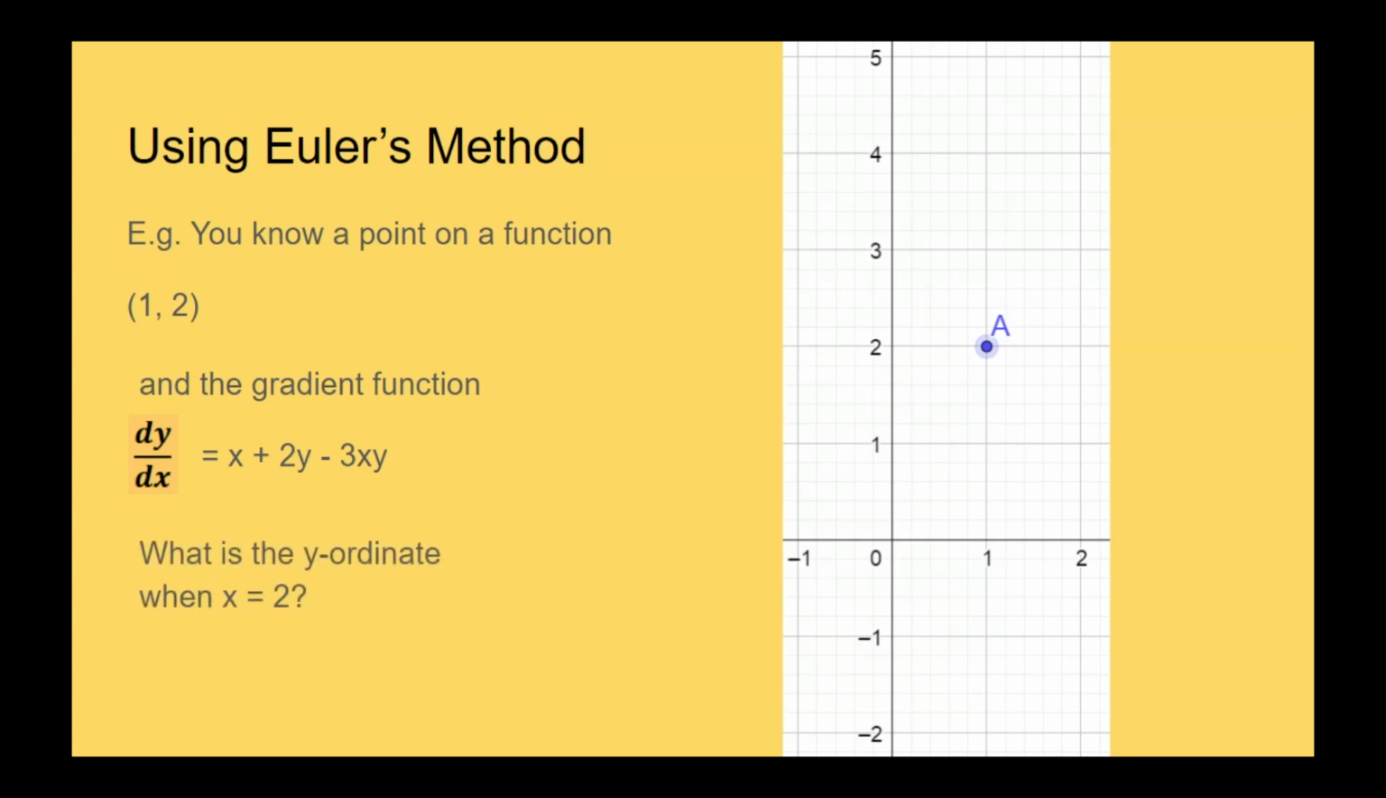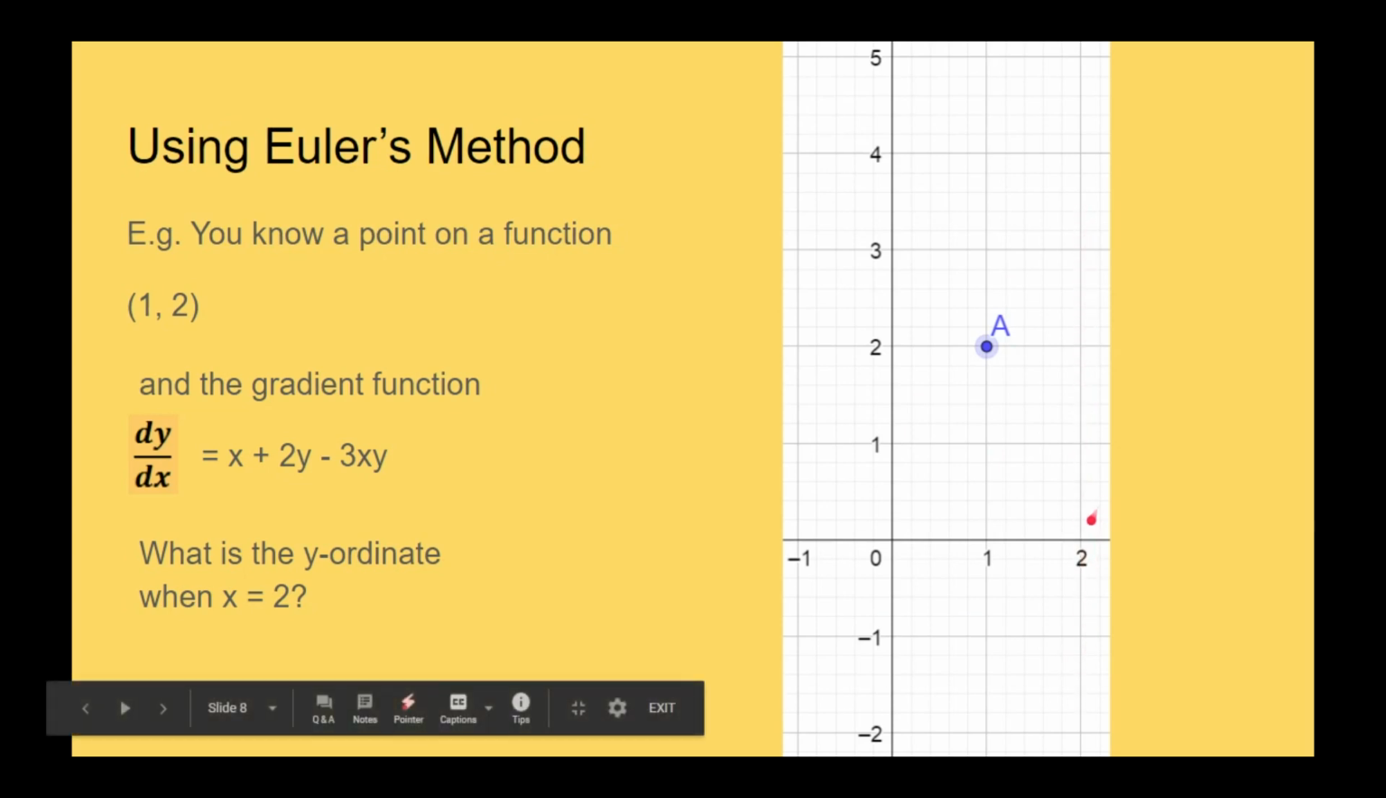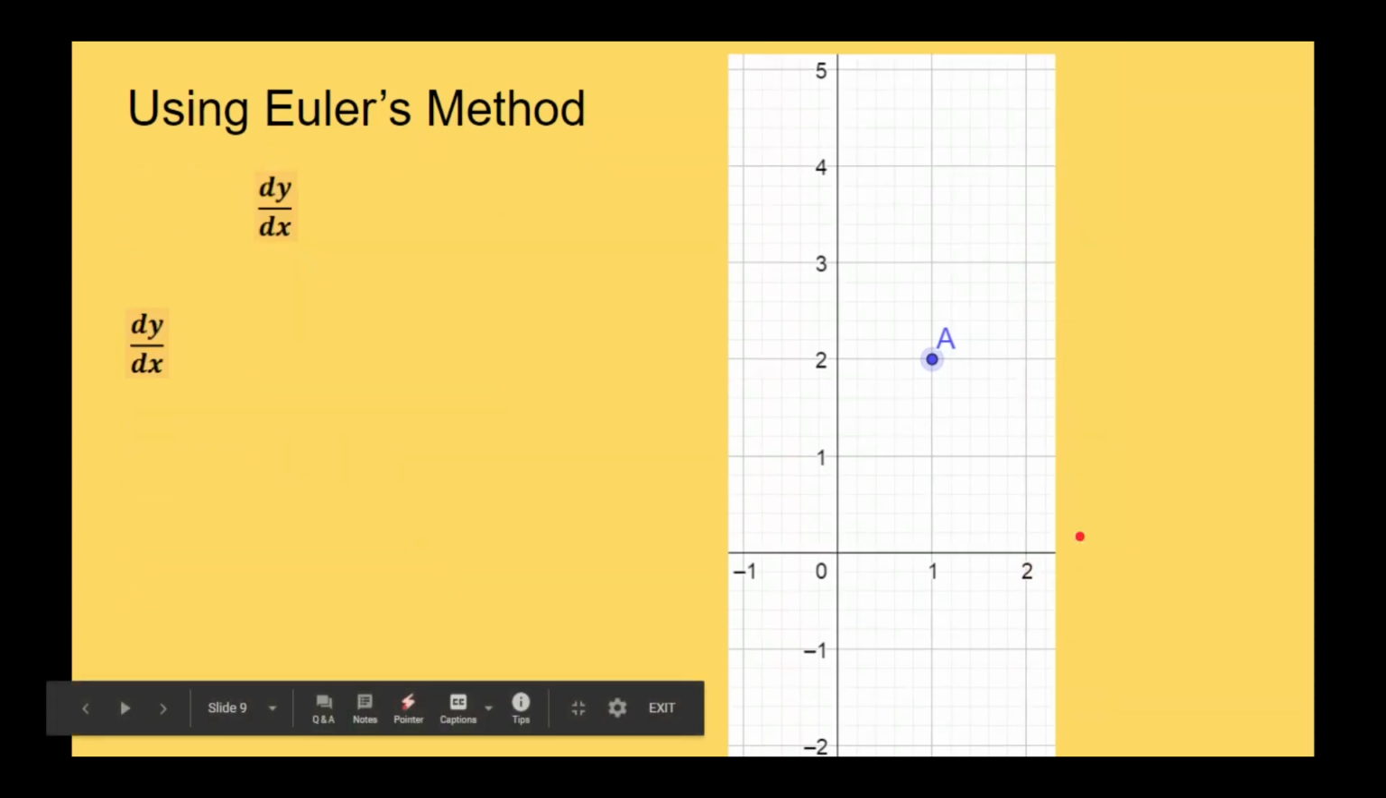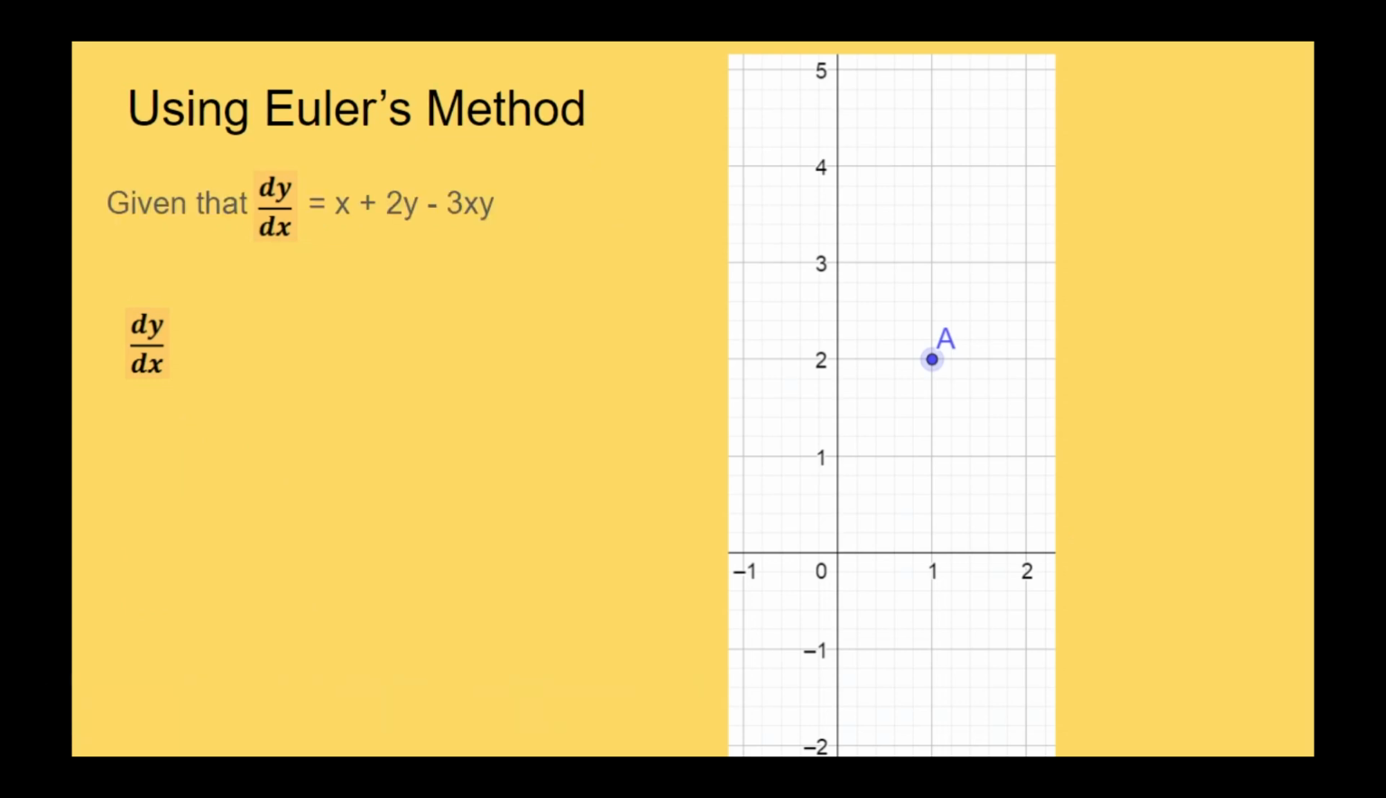Suppose we want to know what the y ordinate is when x equals 2. Whereabouts is it going to be? Well, this we know, and we know the point, and so we can use the x and y values, substitute them into the gradient function, and we can work out the gradient at that point, minus 1.